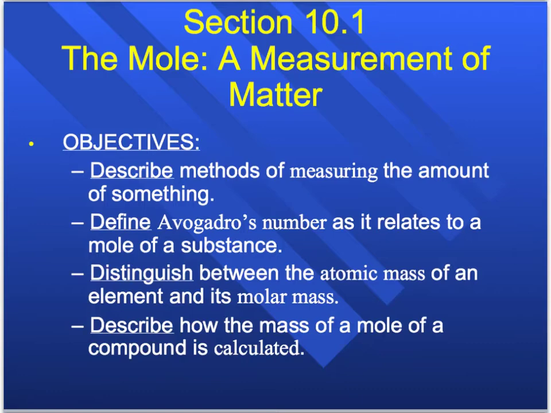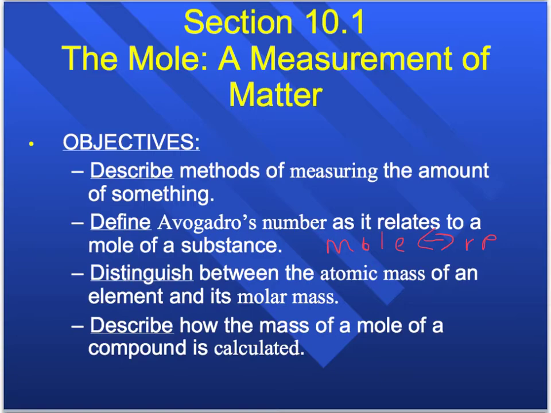So I'm taking this first set of slides and dividing it into two parts because it actually is a lot of information for one video. Today, in this first part, we're going to describe the methods of measuring the amount of something, so that's pretty easy. We're also going to define Avogadro's number as it relates to the mole of a substance. And, it's not mentioned here, we're also going to be making some calculations from moles to representative particles, and also back from representative particles to moles. So that's what's going to be included on this first part of the video.